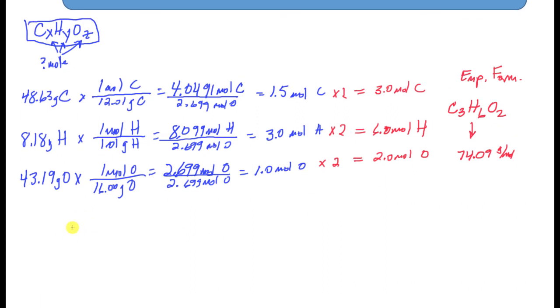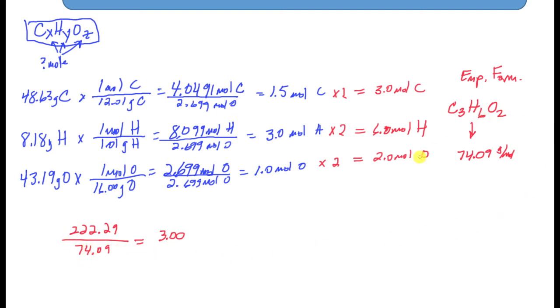So to find the molecular formula, I just do the 222.29, divide that by 74.09, and I end up with a ratio of about 3. So this mass here is about 3 times greater than this mass here.